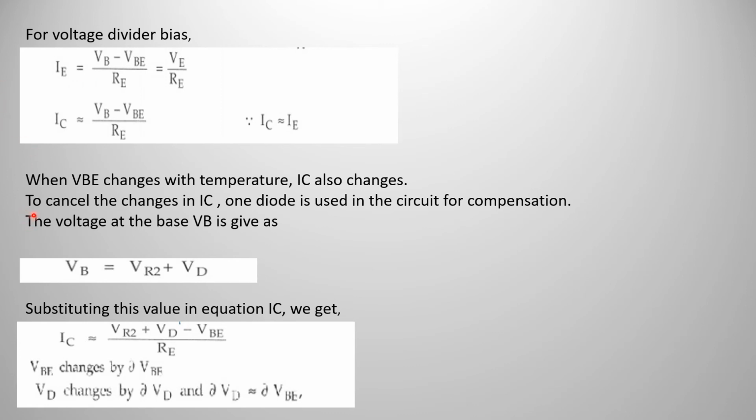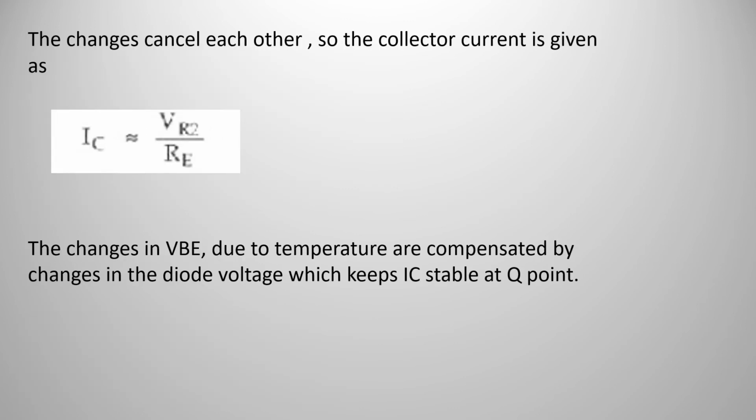To cancel the changes in IC, one diode is used in the circuit for compensation. And the voltage at the base VB is given as VB is equal to VR2 plus VD. Now substituting this value in the above equation of IC, we get this term: VR2 plus VD minus VBE by RE. Now, from the previous case of diode compensation technique, we know that delta VBE is opposite to the change in diode, and hence it will get nullified. So the equation can be further rewritten as IC is approximately equal to VR2 by RE.